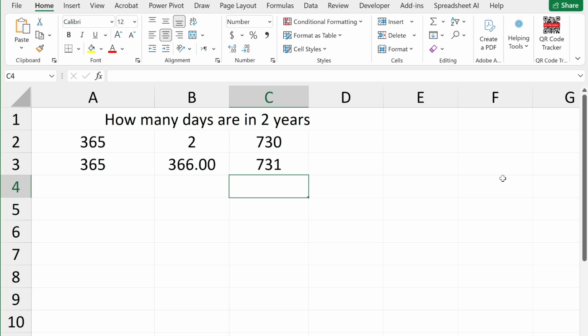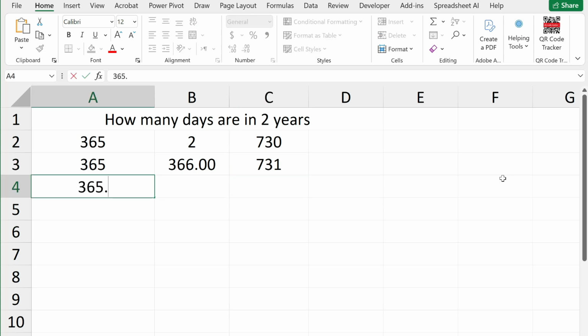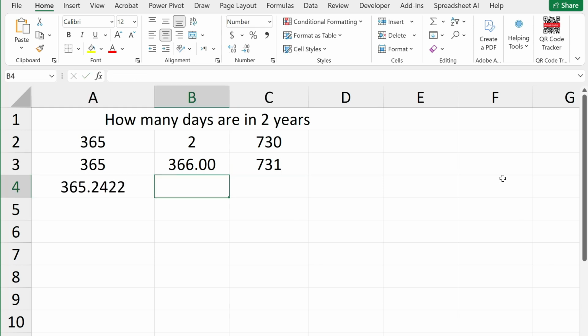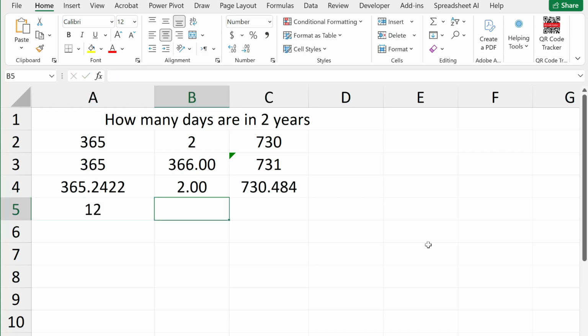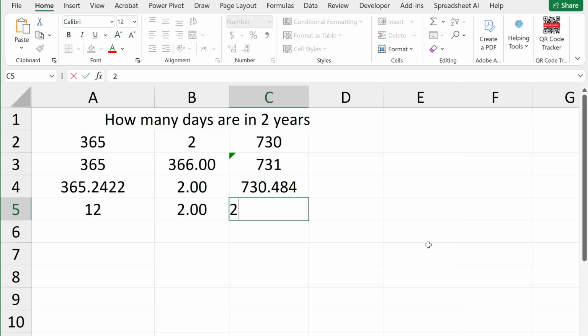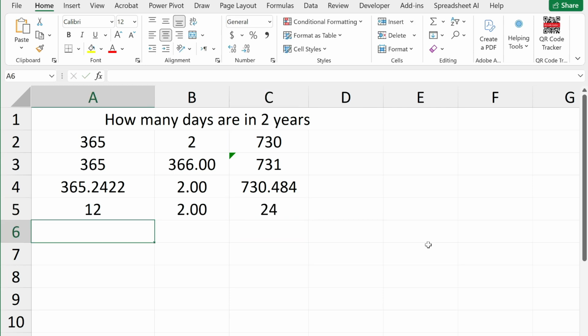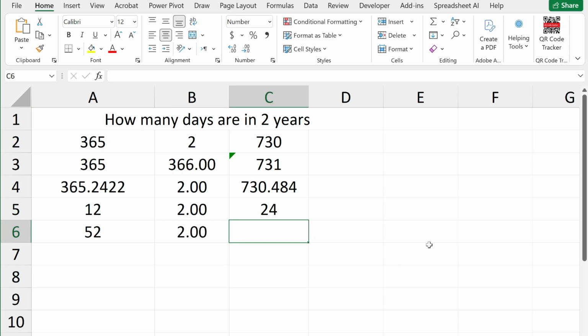In the scientific view, Earth takes roughly 365.2422 days to orbit the Sun, and the average 2 year period is actually closer to 730.484. So the standard months in 2 years is equal to 24 months, and 52 weeks in a year, so 2 years equals 104 weeks.